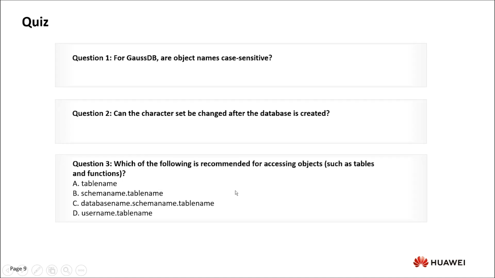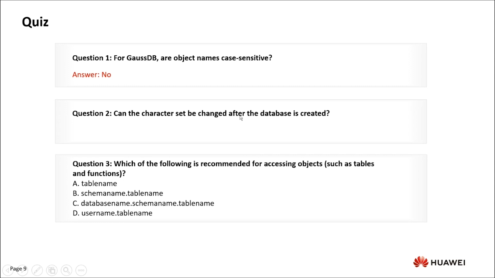And now it's the end of chapter 1. And here we will take a little quiz in the class. Here we have 3 questions. The first question is, for GaussDB, are object names case sensitive? So as we mentioned before, the object names in GaussDB are case insensitive. So the answer is no.